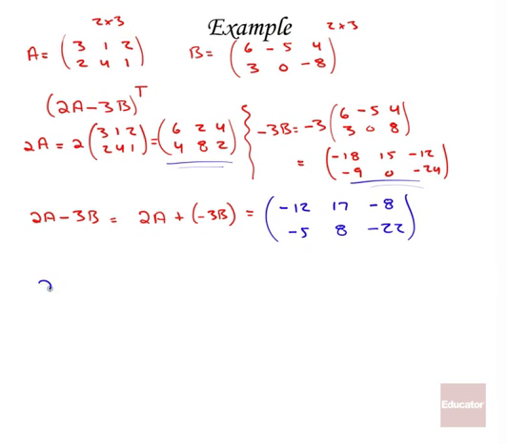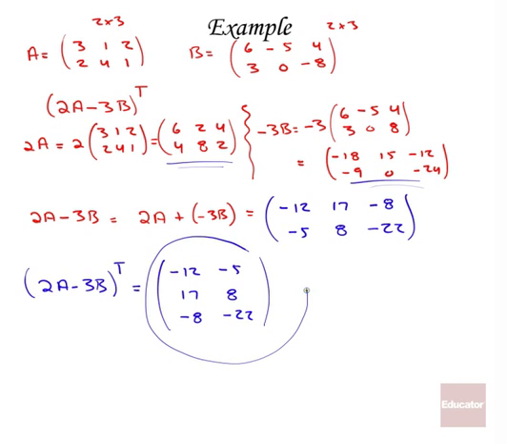Now if I take 2A minus 3B and transpose it, I'm going to write the rows as columns. Negative 12, 17, negative 8, and negative 5, 8, negative 22. Please check my arithmetic here. The original is 2 by 3, and this is 3 by 2. Everything checks out. This is our final answer.